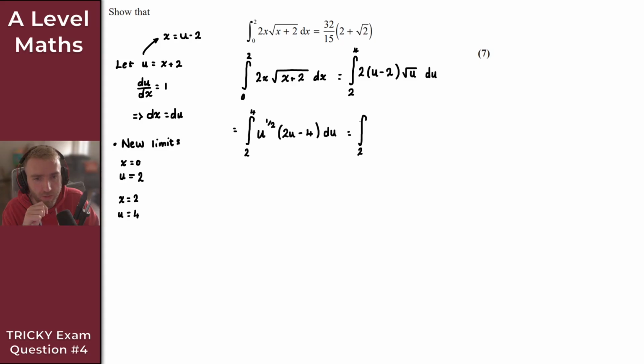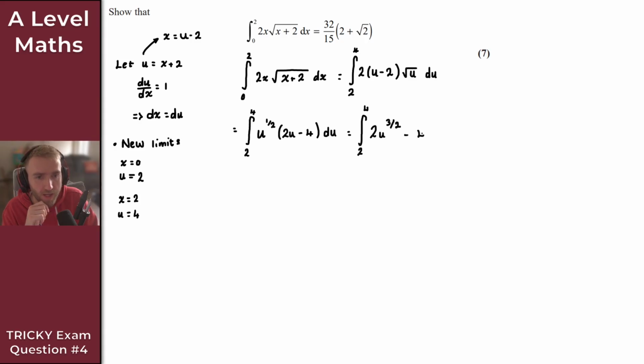from 2 to 4. So that's 2u to the power of 1 times u to the power of half. I get 2u to the 3 over 2. So 2u to the 3 over 2. And then minus 4 times u to the half. I get minus 4u to the half, right?